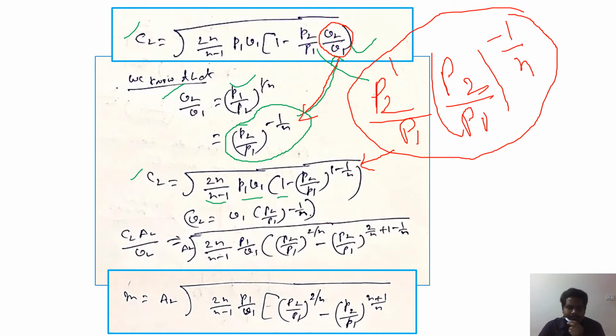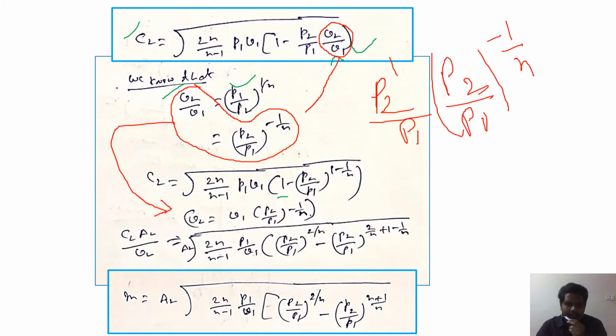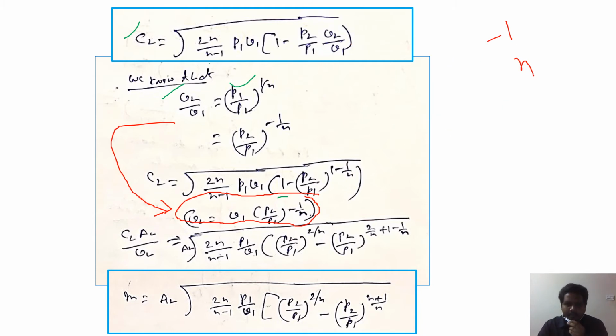Now again, this equation we can write as V2 equals V1 into (P2 by P1) whole power minus 1 by n. Now again I am going to substitute this in the above equation, but our aim is to find the mass flow rate.